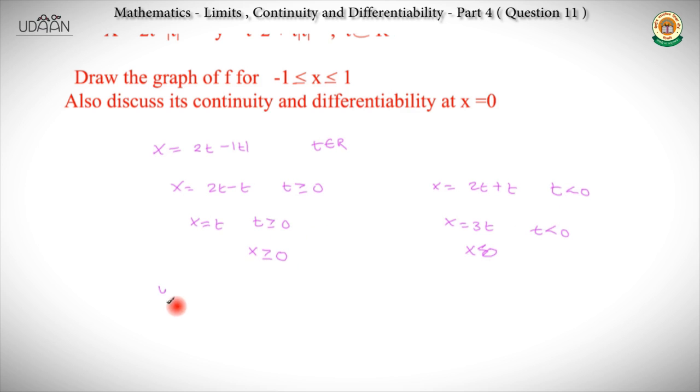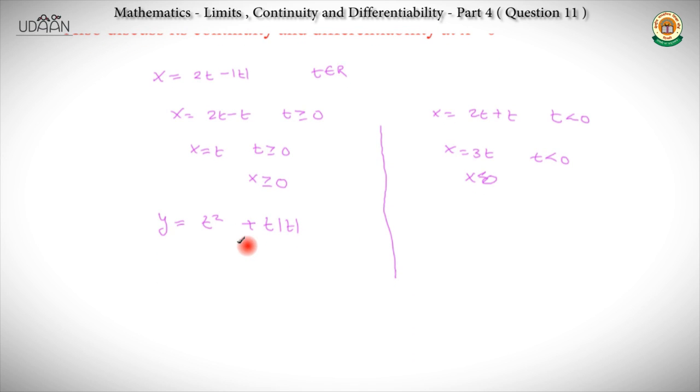Now we have a function which is y equals to t square plus t times mod t. Segregating both the parts, in this part t is already positive, so this resolves to t square plus t square, which comes out to be 2t square. Whereas this part comes out to be t square minus t square. So y is a constant function whenever t is negative. And when t is positive, we get the function y equals to 2t square.